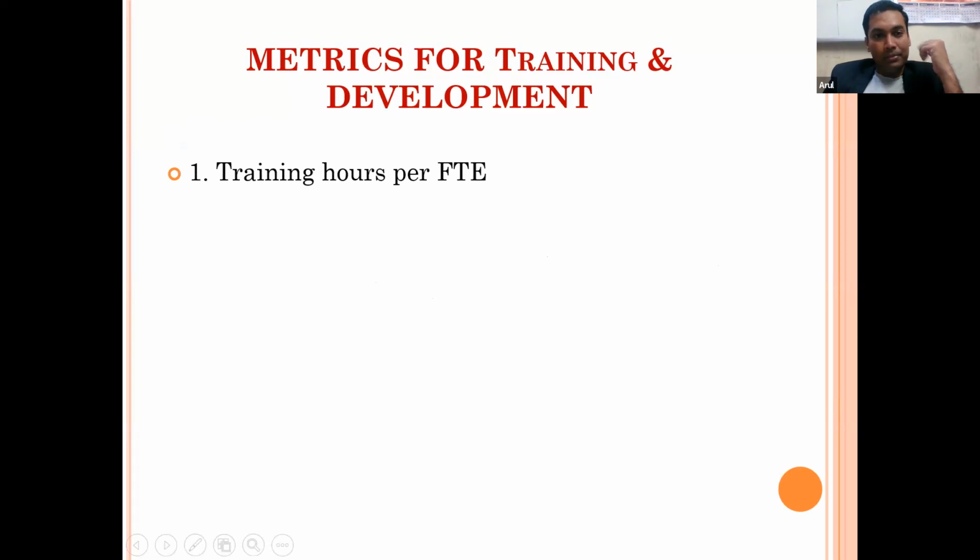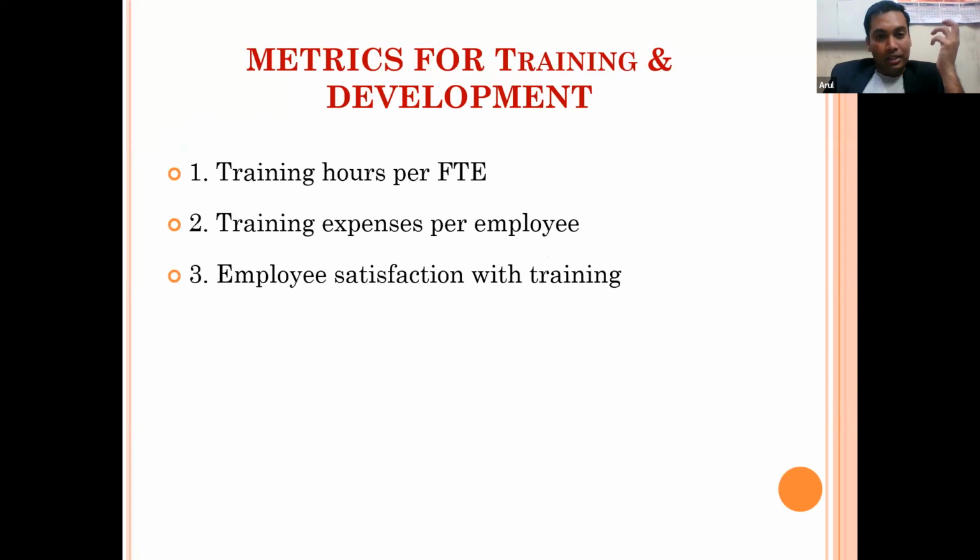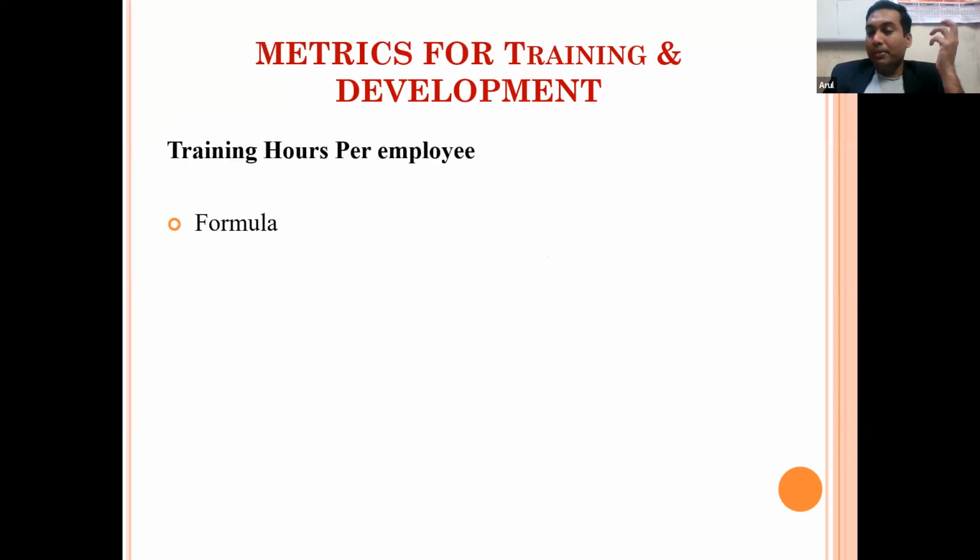So the next is the metrics for training and development: training hours. Training hours per employee. This is another interesting metric. What is the objective behind this metric? Anyone, please? Training hours per employee.